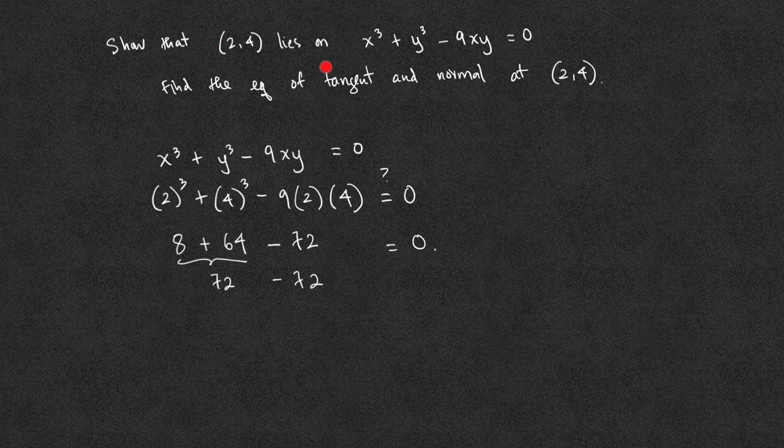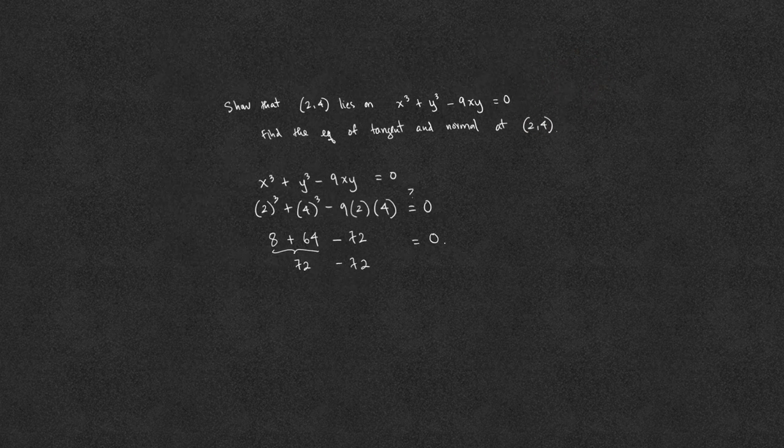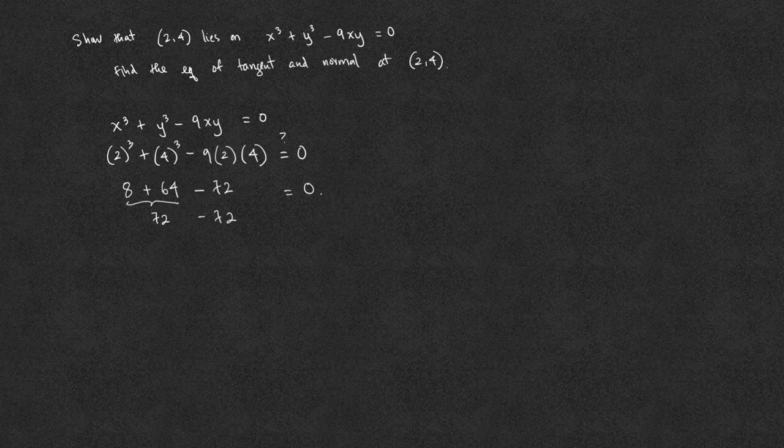To find the equation of the tangent and the normal at that point, we first need to find the slope of the tangent line, which is dy/dx. The equation given is x cubed plus y cubed minus 9xy equals 0, which is not in explicit form. And so we will need to use implicit differentiation. We differentiate both sides of the equation with respect to x because we want dy/dx. dy/dx is the slope of the tangent line.